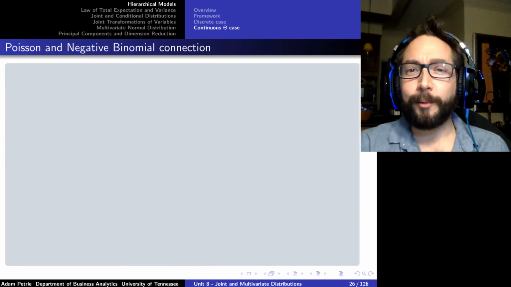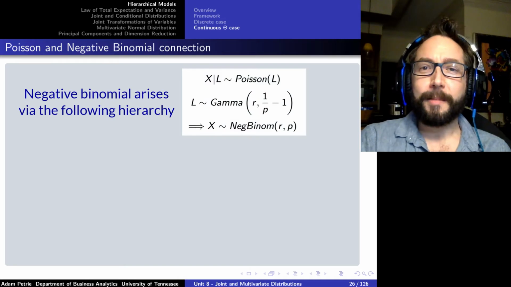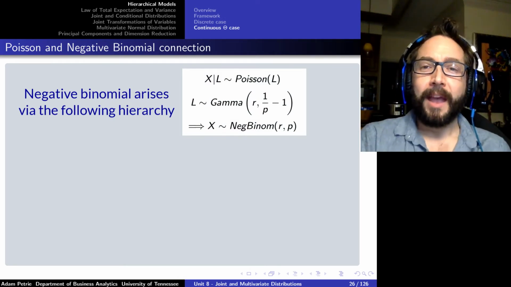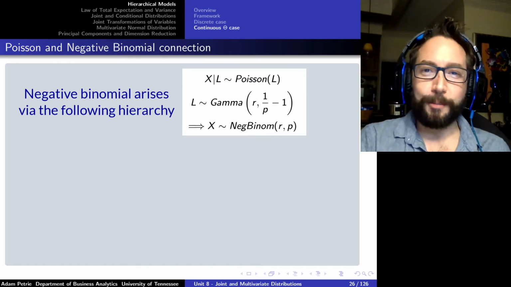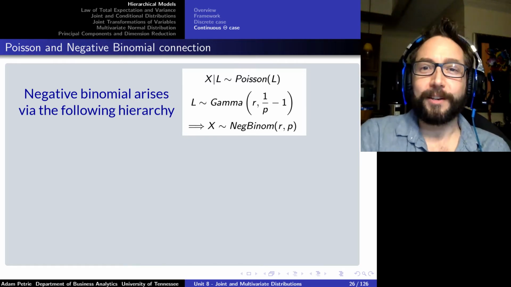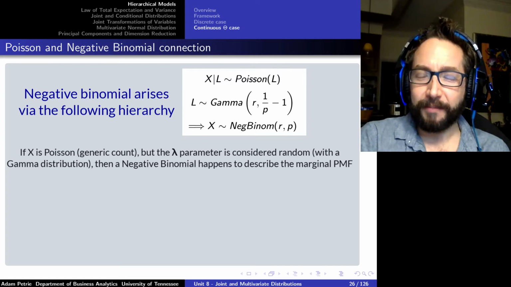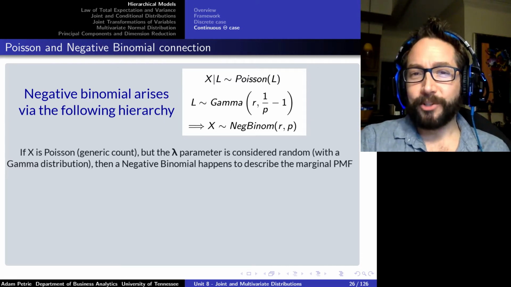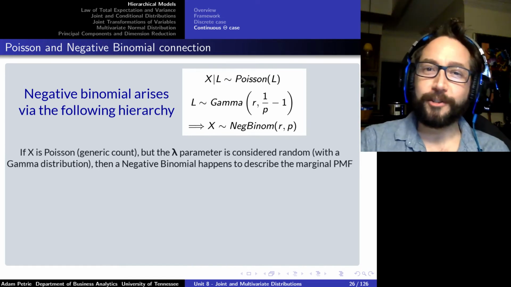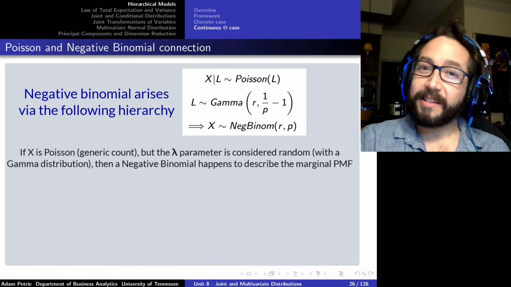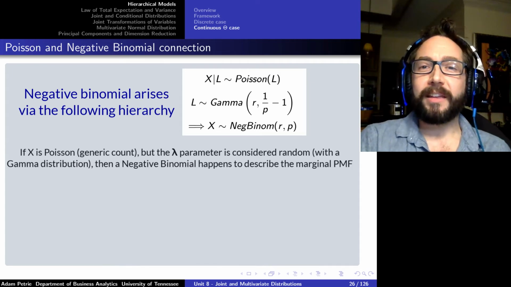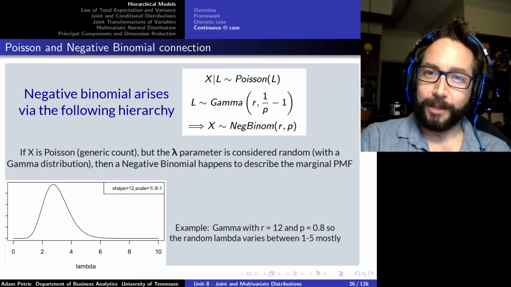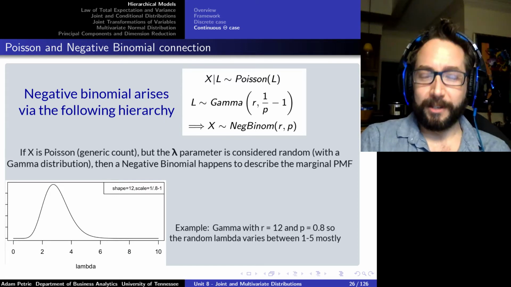So consider the following hierarchical model. Let's imagine that we're counting something, so capital X is our count, and we like the Poisson distribution. For a particular value of, say, lambda, x given lambda is a Poisson distribution, but the lambda parameter of that Poisson is random. It has a bit of variation. So let's imagine that in the second layer of our hierarchy, the distribution ascribed to lambda is a gamma distribution. And let's write the two parameters as follows.